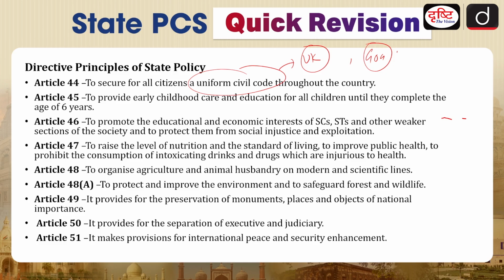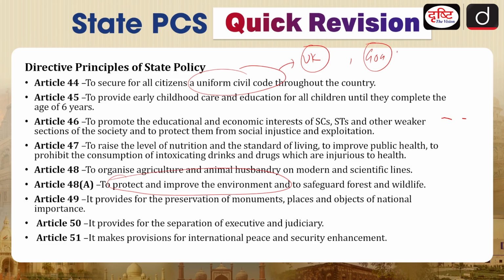Moving further, Article 47 is talking about raising the level of nutrition and the standard of living, improving public health, and prohibition of the consumption of intoxicants. Article 48 is talking about agriculture, animal husbandry, all these things. Article 48A is talking about protection of the environment, safeguarding forests and wildlife, etc. Article 49 is talking about preservation of monuments, places, and objects of national importance, etc.